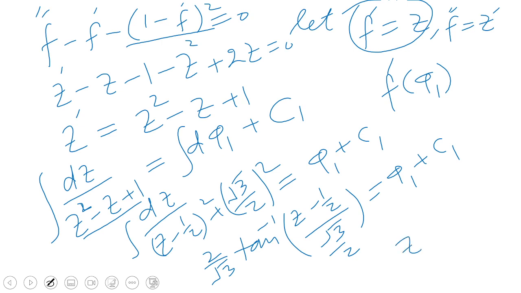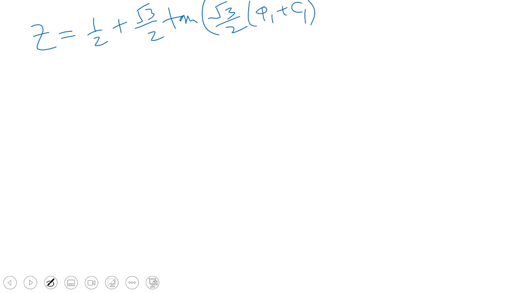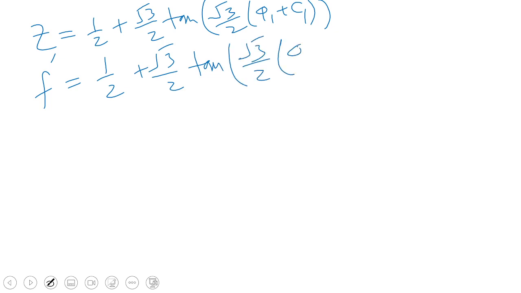Simplifying for z, so we need z from this equation. You see here is z. So on simplification for z, we get z is equal to 1 by 2 plus root 3 by 2 tan of root 3 by 2 into phi 1 plus c 1, that is z. But we see z is f dash, so that is f dash equals 1 by 2 plus root 3 by 2 tan of root 3 by 2 phi 1 plus c 1, that's it.